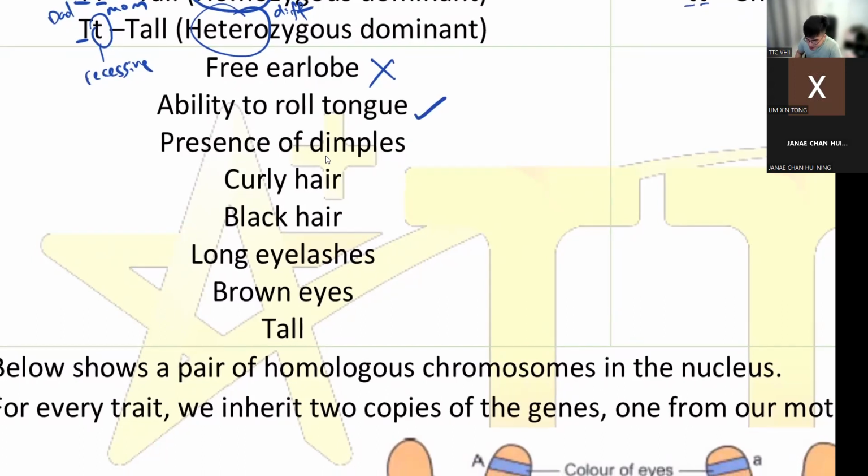Okay, so next, presence of dimples. Do you have dimples? I don't have. If you're a girl and you have dimples, then you look very sweet, very cute. I don't have it. I don't have dimples.